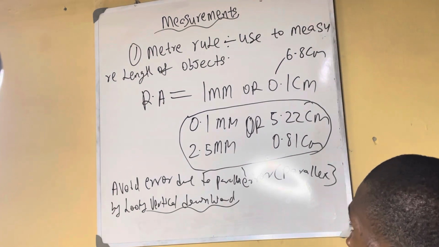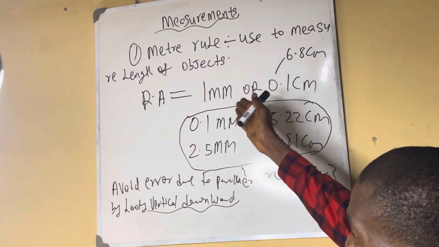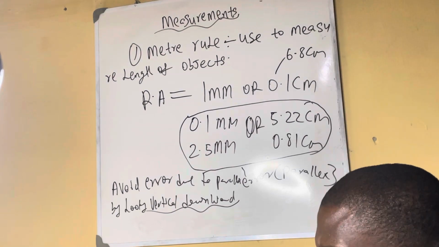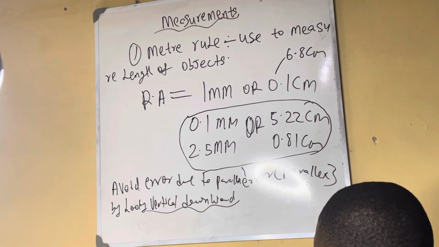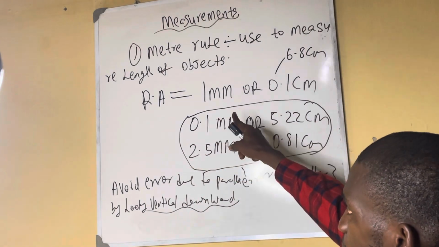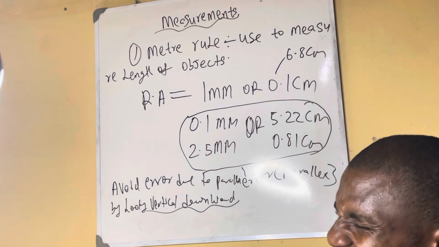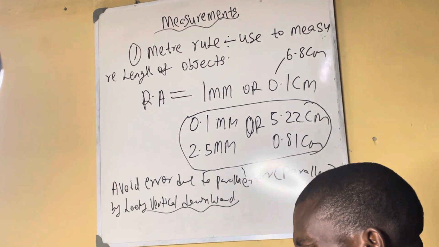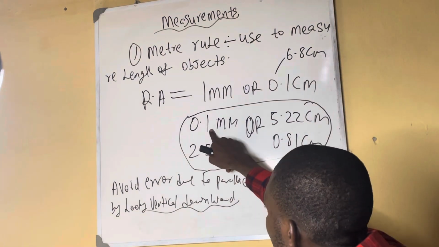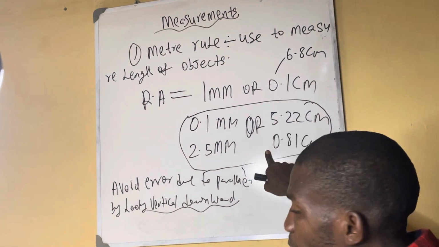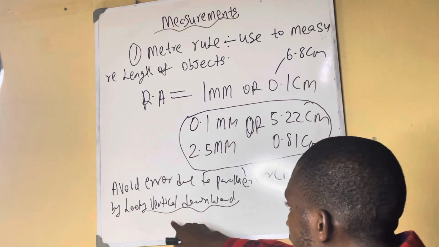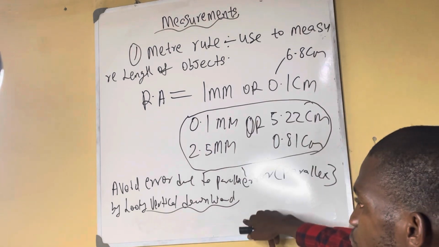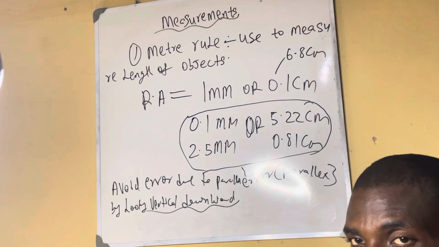It's a Jamb question. The meter rule is used to measure all kinds of lengths. Any type, so far they measure length. Length of anything is meter rule. Bear this in mind: one, the reading accuracy is 1 millimeter or 0.1 centimeter. This is the least error you can get. You cannot get above this or below this. This is the error due to parallax. So you can avoid it by looking vertically downward in a meter rule. So it's very important you know this.